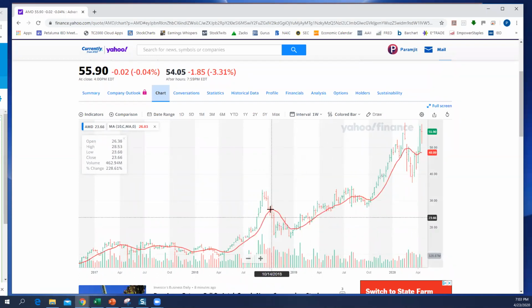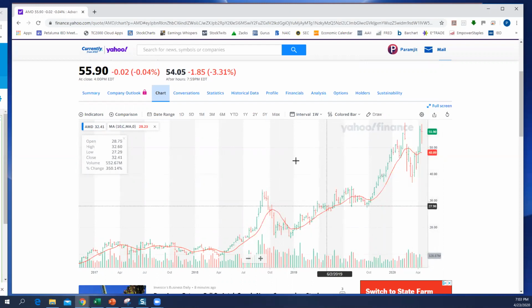And so obviously, if the price is below the moving average, the stock is weak. If it's above, that's what you want to see. You want to see the stock trading up above the moving average for the most part. Okay, so that's how you can take a look.